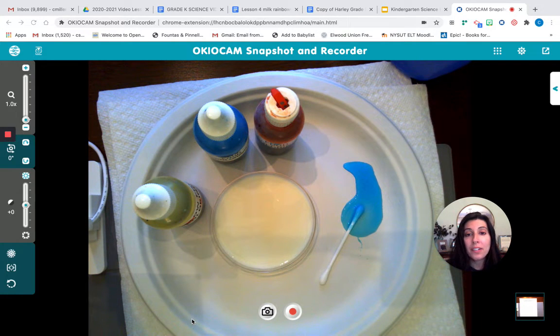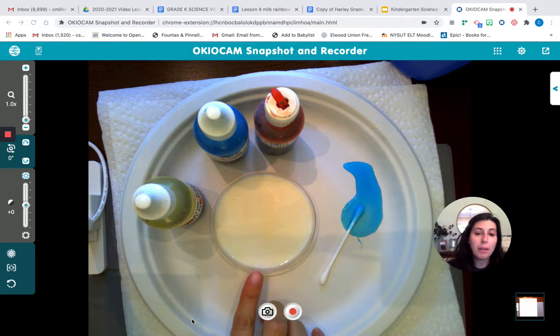So whenever scientists conduct an experiment, they always want to think about what is safe. Okay, so today we need to remember that scientists do not taste anything. So I'm not going to drink this milk after I'm done with it.